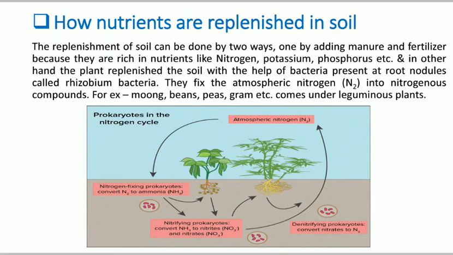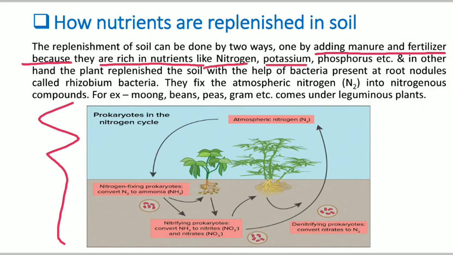And at last, there is a query for all of us: if plants absorb all the nutrients from the soil, how does the soil get the nutrients again? The replenishment of the soil can be done in two ways. One way is adding manure and fertilizers, because fertilizers are rich in nutrients like nitrogen, potassium and phosphorus. Obviously the soil needs those nutrients so that plants can again absorb them. So with the help of manure and fertilizers, we can replenish the soil.